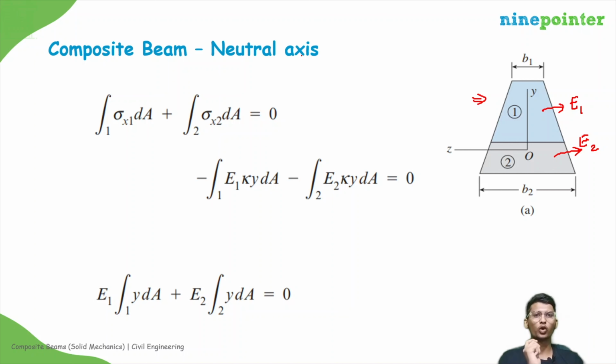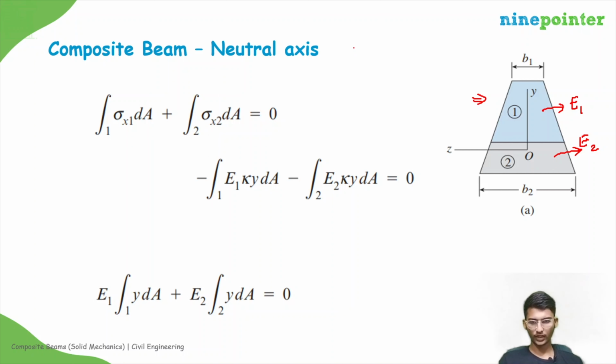We need to find the location of the neutral axis. That is pretty obvious, with the same method. The net longitudinal force on the cross section must be 0, because here we are not applying any axial loading. We are just applying pure bending, right? So in the axial direction, there is no force. The net force developed by the normal stresses should be 0.